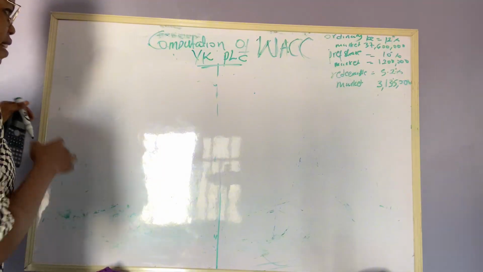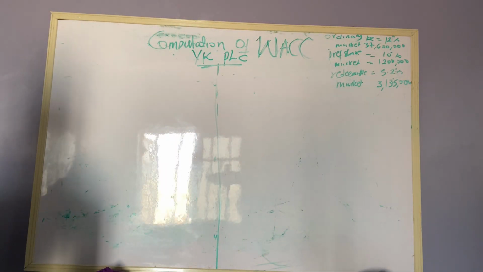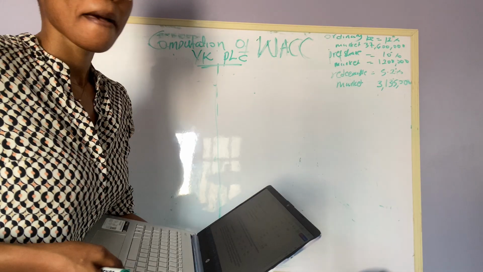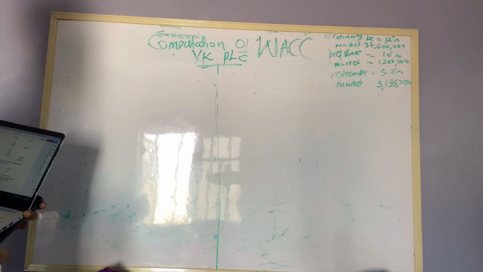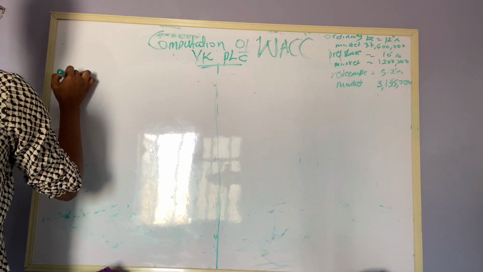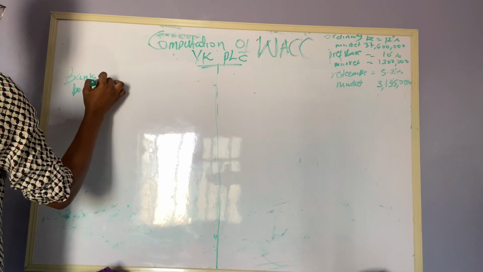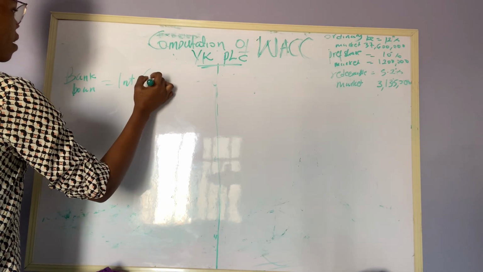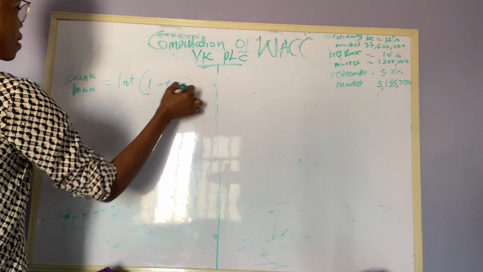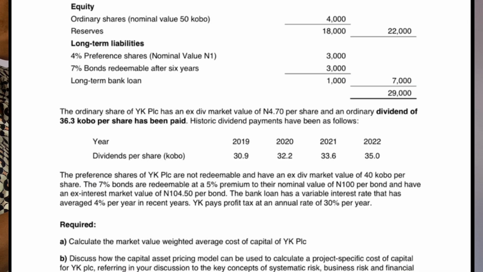We are trying to get our WACC. Now we have our other source of finance, which is the long-term bank loan. The formula is straightforward: the cost of the bank loan is equal to interest, all over 1 minus the tax rate. That's all you need.